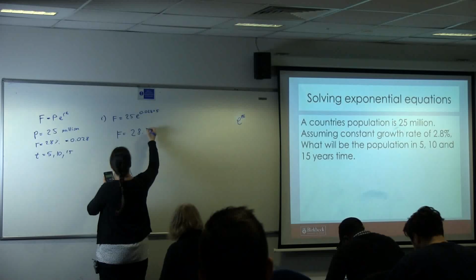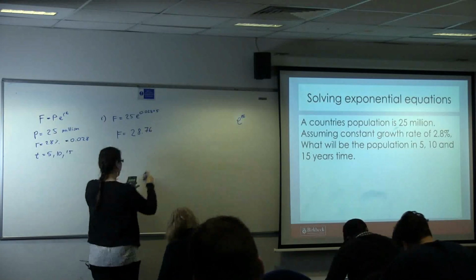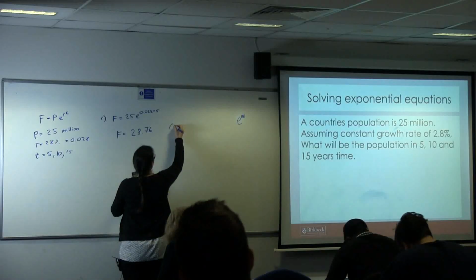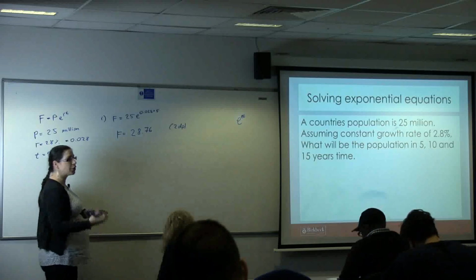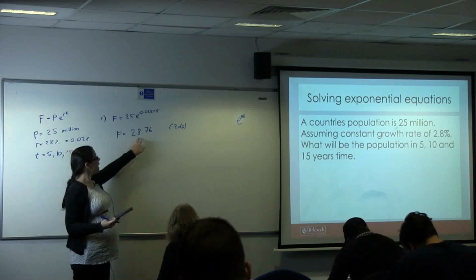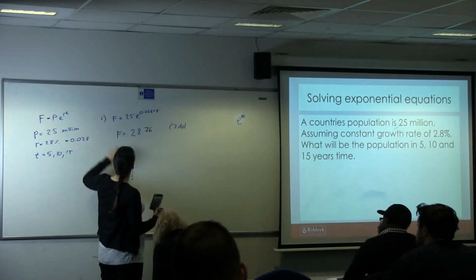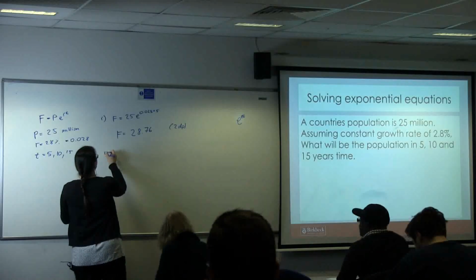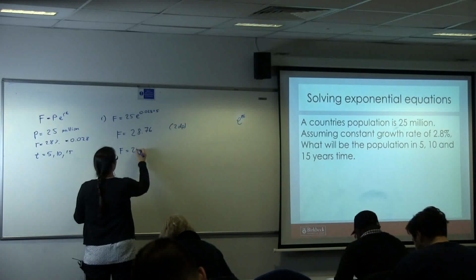Okay, in this specific case, yeah, that's fine. So again, record what you rounded to, unless it's actually asked you to round it to a certain place. And that would be 28.76 million. Don't forget that the population is in millions. So for the second one, what's going to change?